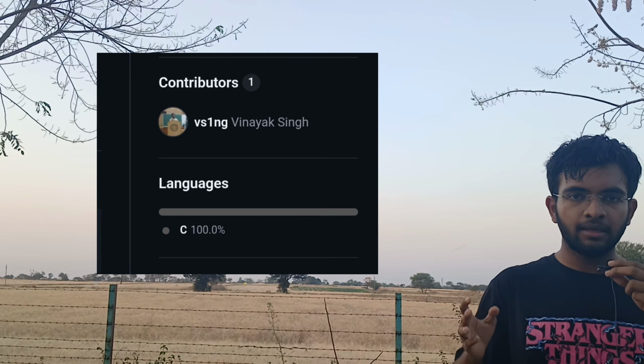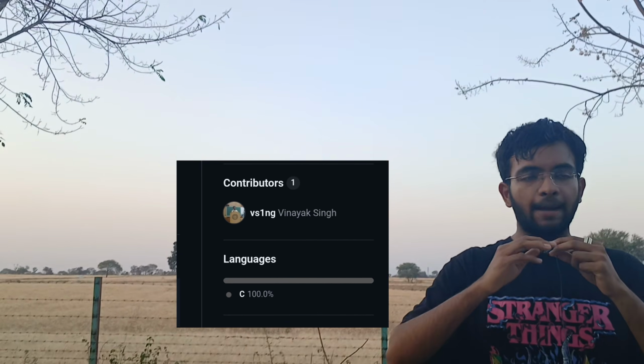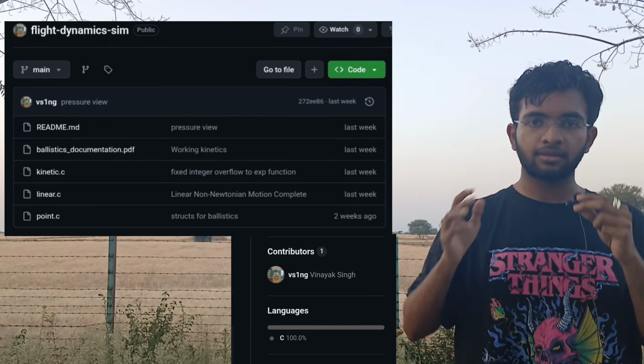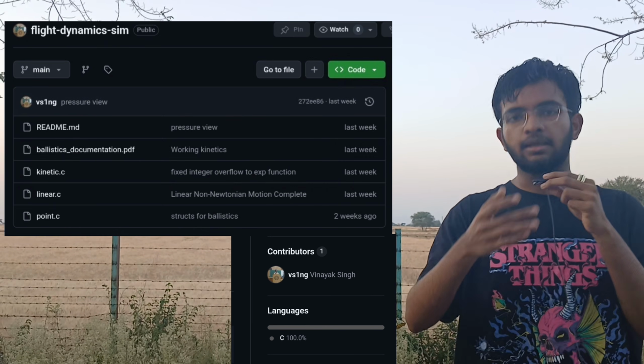This has all been made in C using absolutely nothing else besides C and a little bit of inline assembly.